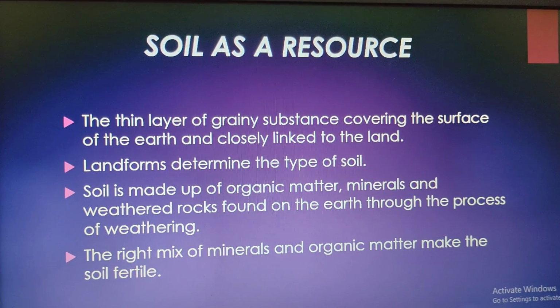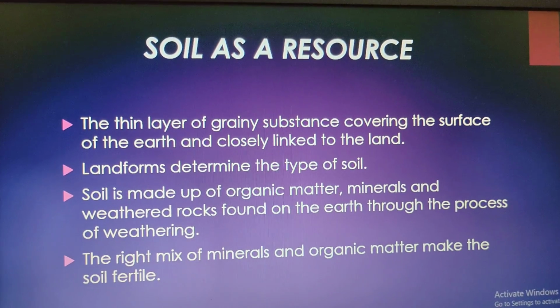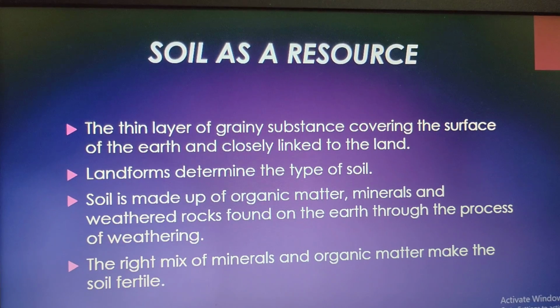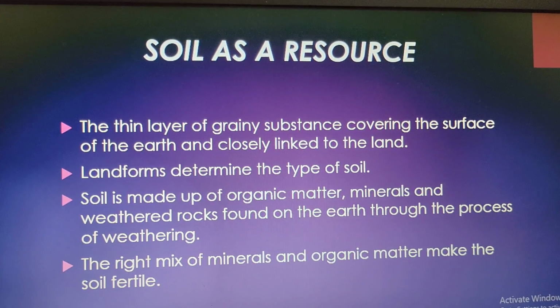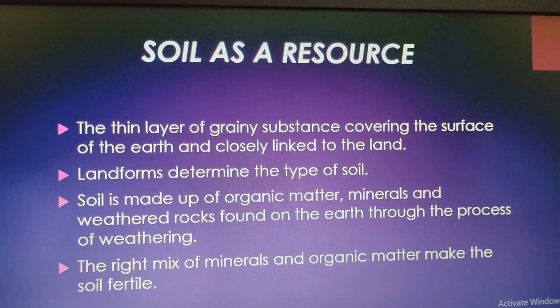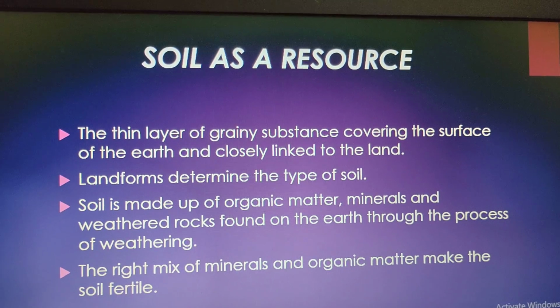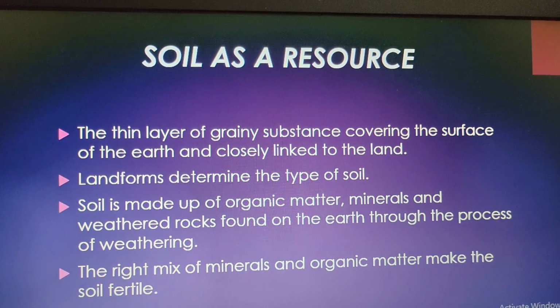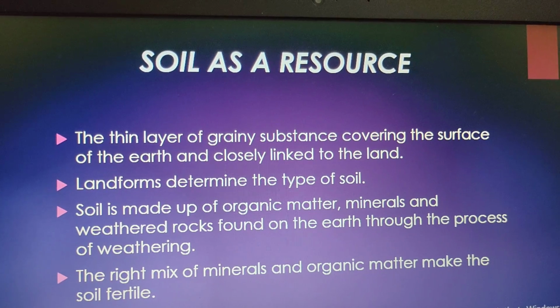Good morning, everyone. Today, we'll have a brief review about soil as a resource. Soil is the thin layer of grainy substance covering the surface of the earth and closely linked to the land.